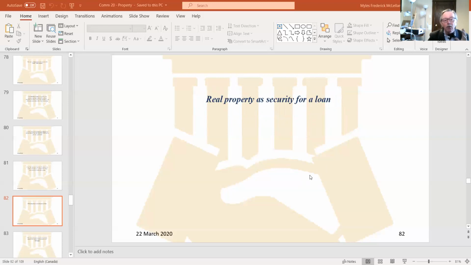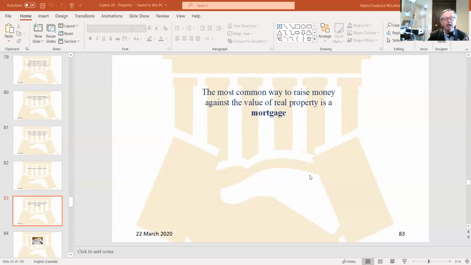Okay. Real estate can also be used, and this is obviously very important in the business context, for the purposes of raising money. It is, again, a substantial asset. If somebody is borrowing against real estate, they're entering into a transaction with what is called a mortgage. So the mortgage is the Old English term for security in real estate. Obviously, it's something that you should be familiar with.